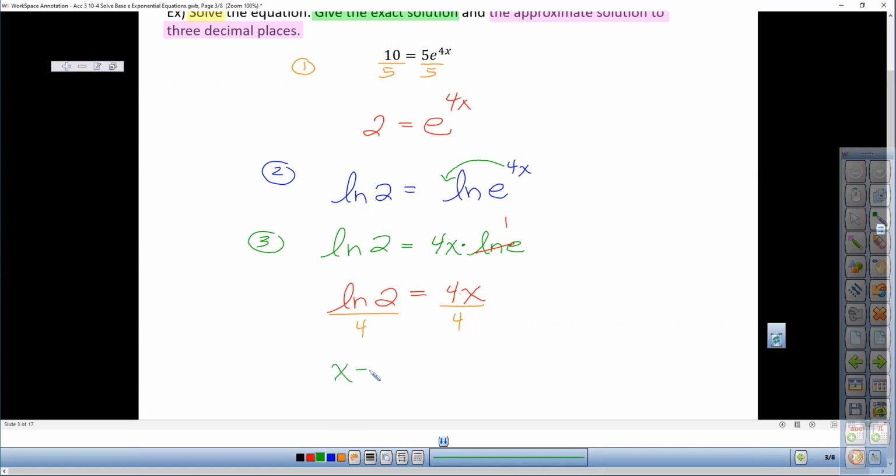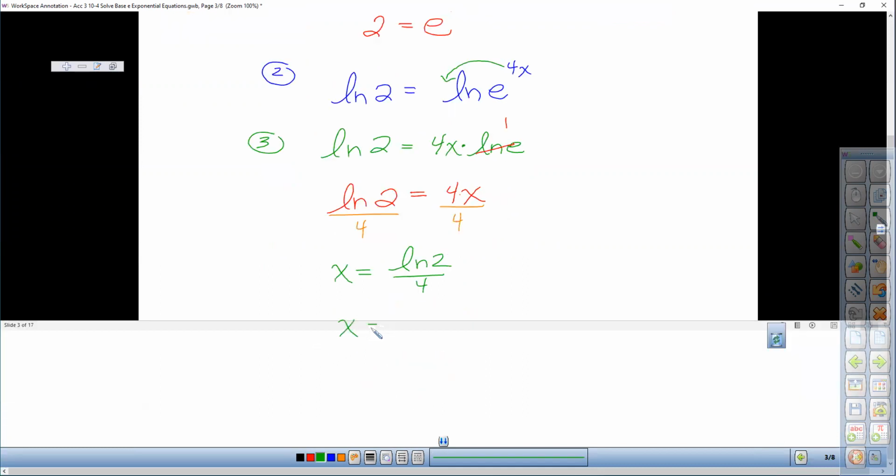And so your x is either the natural logarithm of 2 divided by 4, or some people prefer to write that as 1/4 times the natural logarithm of 2. Either way is fine for these problems because it's a solution and not a function situation. Then, so these would be forms of our exact solution.